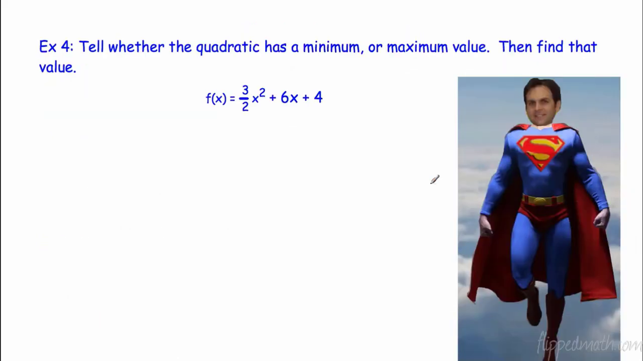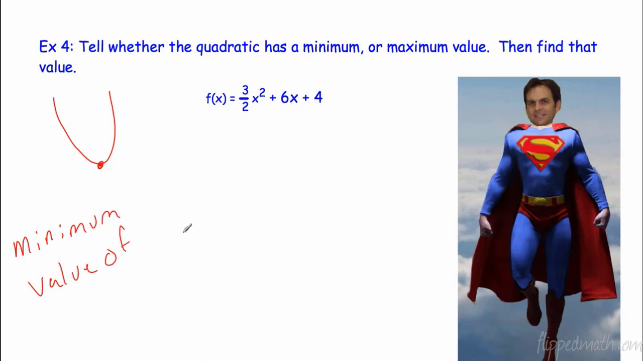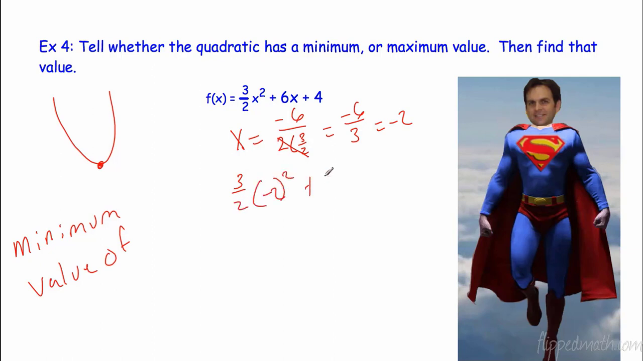All right. Tell whether the quadratic has a minimum or maximum value, then find that value. So let's take a look. It's a positive, so it opens up. So that means we have a minimum value. So I'm going to write my answer. Minimum value of, and we need to find the y. Now it's not as easy to find our vertex. We have to find the x first. So x equals negative 6 over 2 times 3 halves. Those cancel out, so I got negative 6 over 3, which is negative 2. That has come up like 3 times in a row. Plug that in. 3 halves times negative 2 squared plus 6 times negative 2 plus 4.